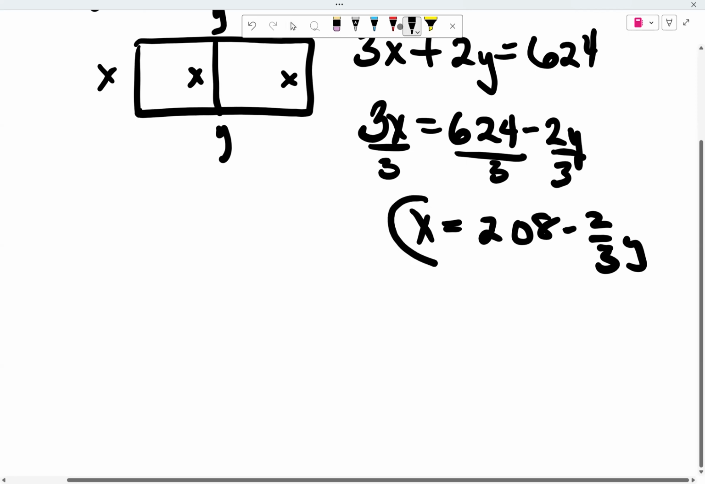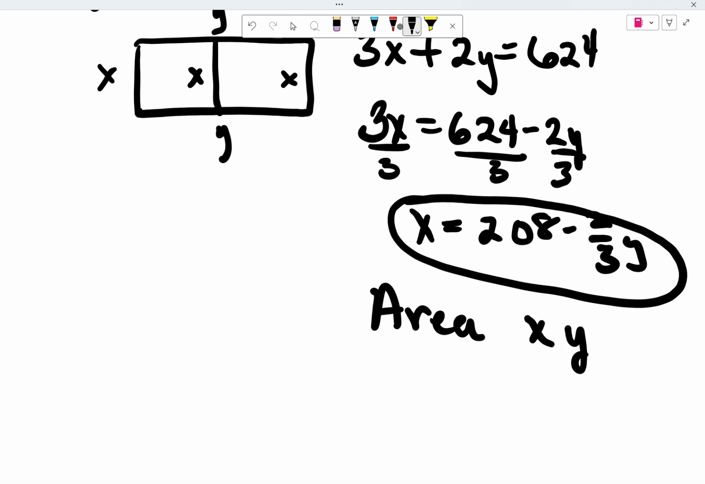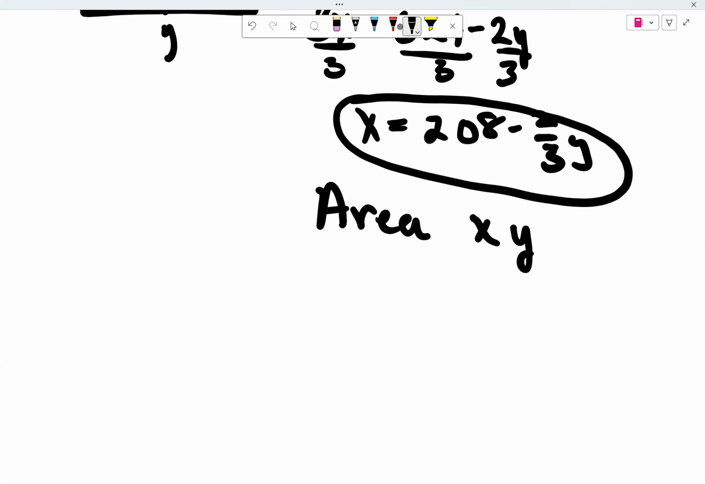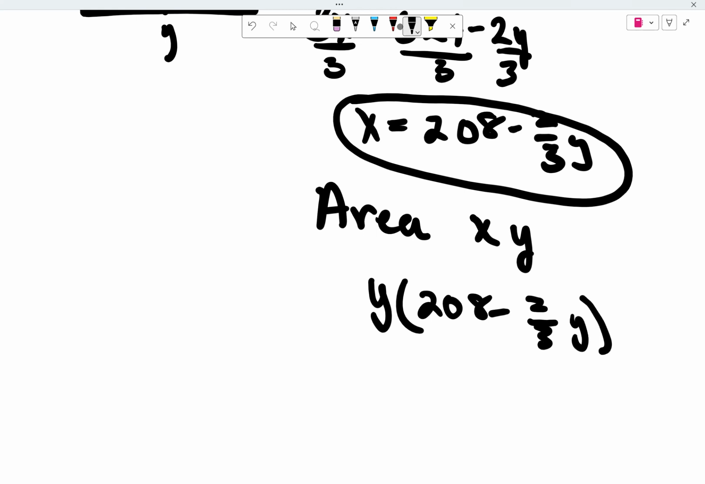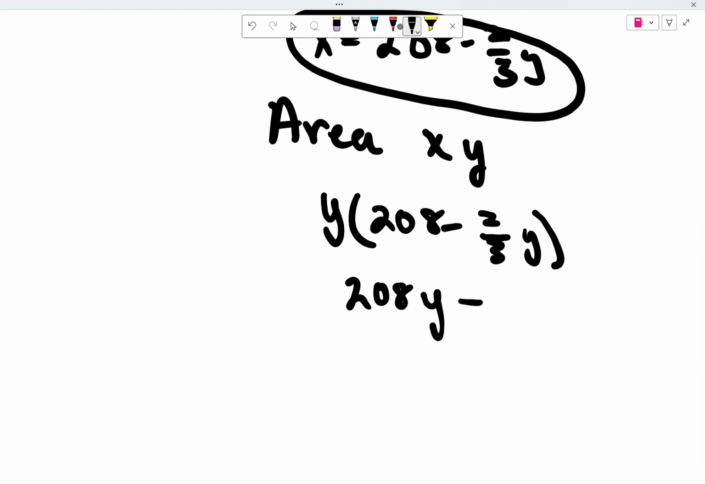So I have X already. I now want to use the area formula, and the area formula is X times Y. So given that, I'm going to substitute in for this. I'm going to now say Y times 208 minus 2/3 Y. And if I distribute my Y, I now get 208 Y minus 2/3 Y squared.